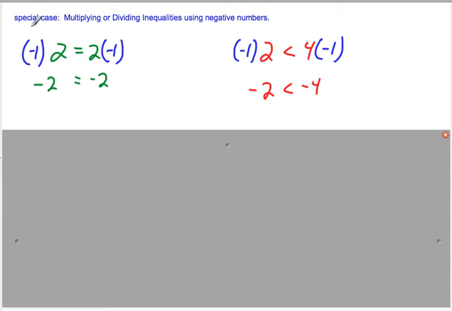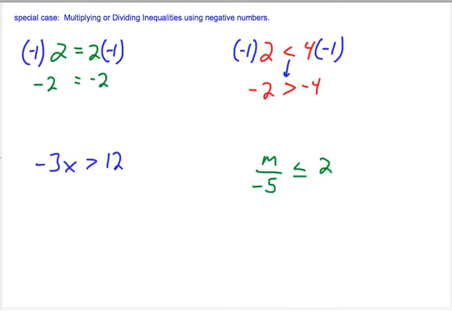So the special case is when you multiply or divide an inequality using a negative number, you have to switch the direction of the inequality. So we have to switch that to this direction. This is true for division as well. If you were to divide both sides by -1 or -2 or whatever, as long as it's negative, you have to change the direction of the sign. Okay, so keep that in mind. That never came up in the equations because it's true no matter what you multiply by. But in inequalities, if you multiply or divide by a negative, you must switch the direction of the sign.